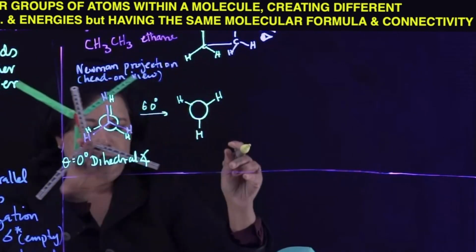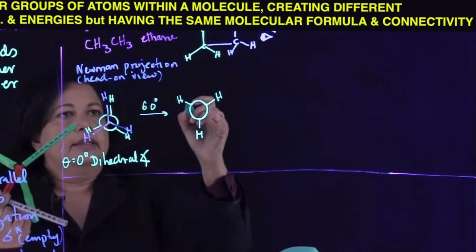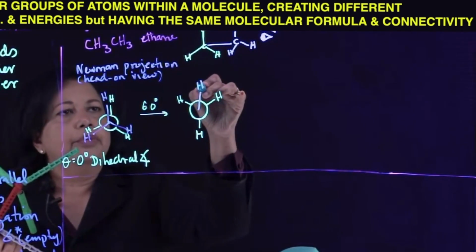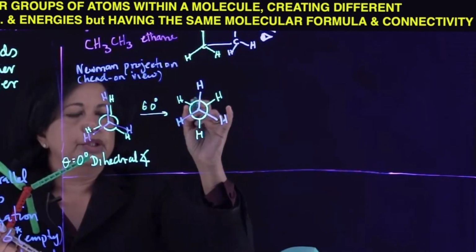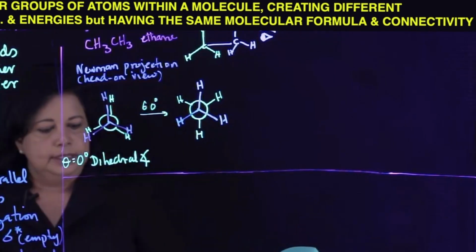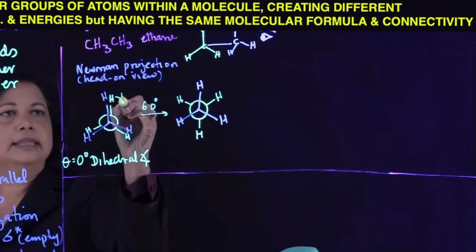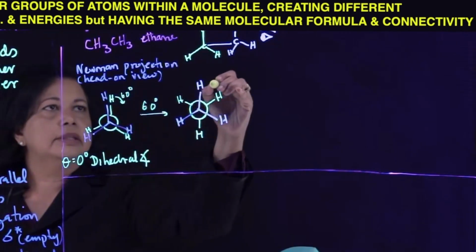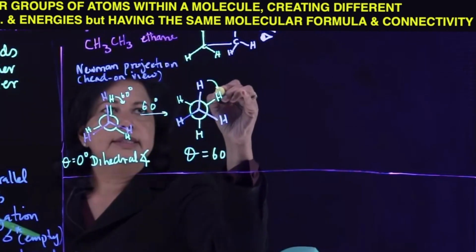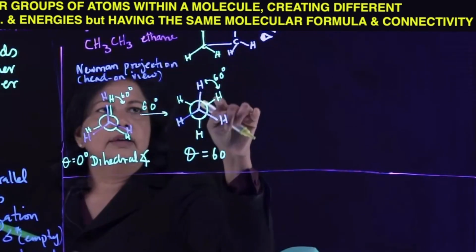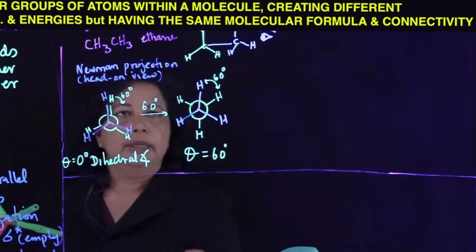That's the one I'm rotating, and the front carbon I didn't rotate. You cannot rotate both, because then you wouldn't know what the angle was. So you just rotate one 60 degrees. In this case, we have chosen to rotate the back by 60 degrees. So the dihedral angle here is 60. This is 60. If this is 60, then obviously all of these are 60, right? So that's going to be that.